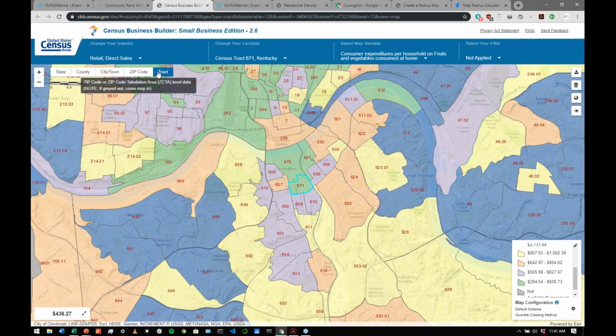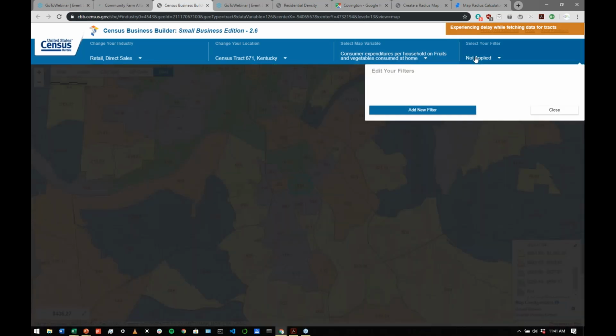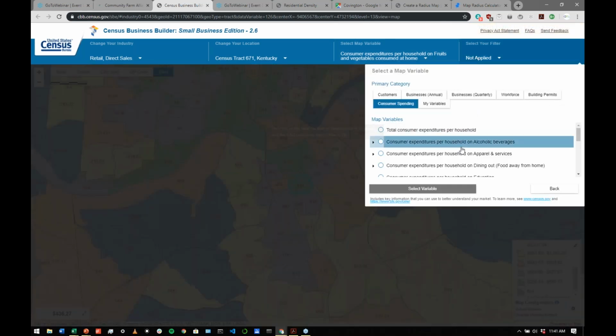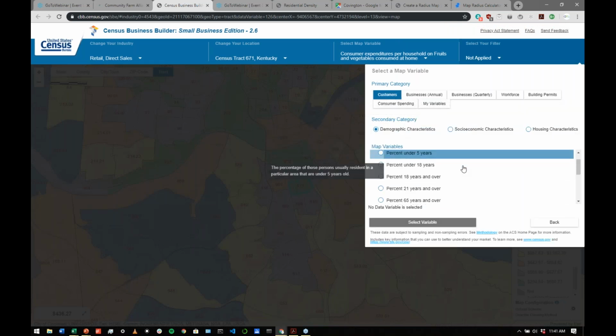You can break it down according to state, county, city, town, zip code, or even census tract. I think census tract is the more granular, more valuable piece of information. And then you can start with one variable. I found one on here: consumer expenditures per household on fruits and vegetables consumed at home. And then you can apply a filter to that, say, the kind of customers you're looking for.